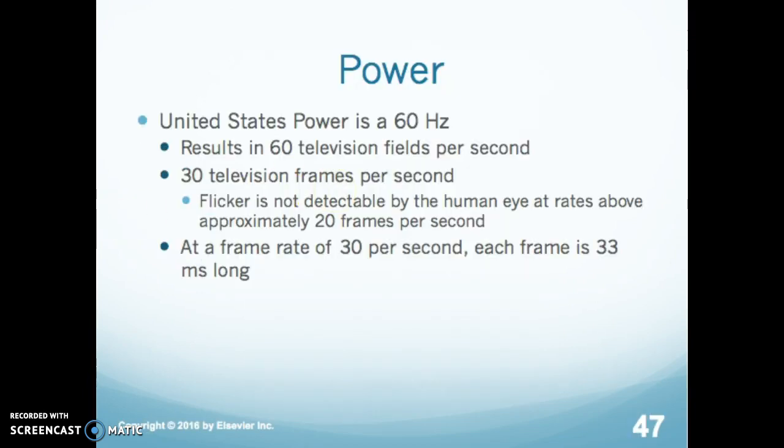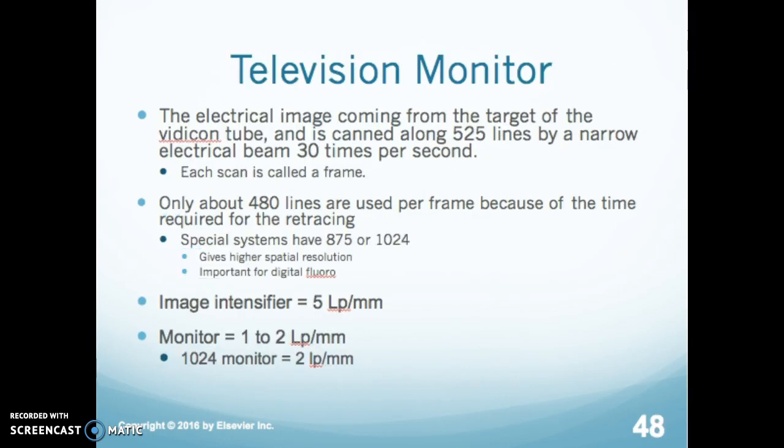All right, it's important that you understand the power. United States power is 60 hertz, which results in 60 television fields per second, so 30 television frames per second. Flicker is not detected by the human eye at rates above approximately 20. So at a rate of 30 frames per second, each frame is 33 milliseconds long, and we don't have any flicker. I'm sure you covered that in your physics class, but I just wanted to bring it up because we're studying the monitors.